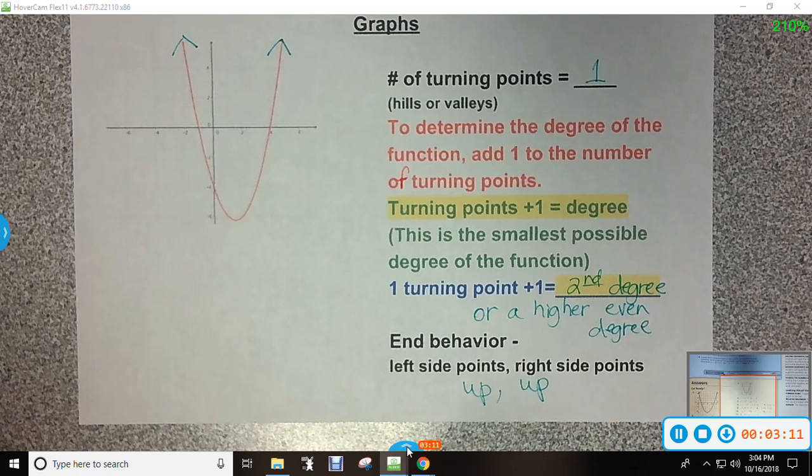And that's as complicated as it gets. Okay. When you get to pre-cal, they're going to actually throw some math, vocabulary, and terminology in there. But for Algebra 2, to know that the end behavior is up, up, that's enough.